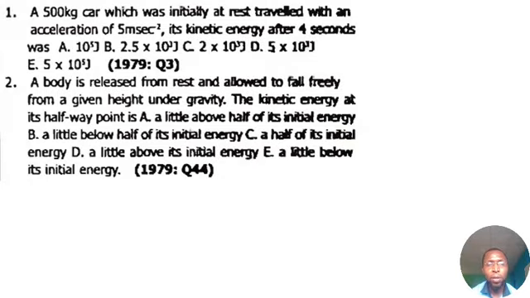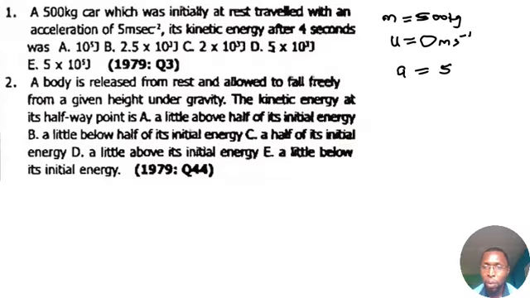Look at this question here. It says that a 500 kilogram car, so in this case we are given the mass of the car, M, with 500 kilogram, which was initially at rest. If it's at rest, it means that the initial velocity is zero. Anything that is at rest is not moving, so u is zero, with an acceleration of 5 meter per second squared, as given in that question.